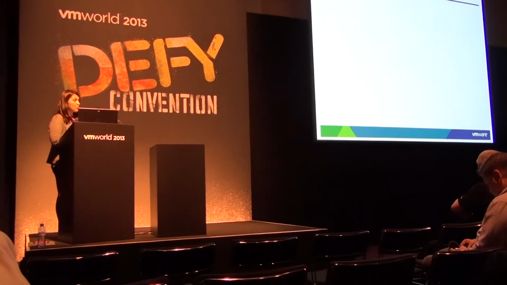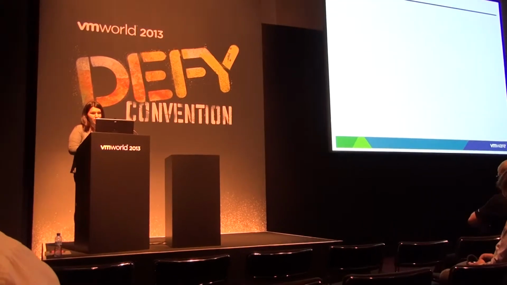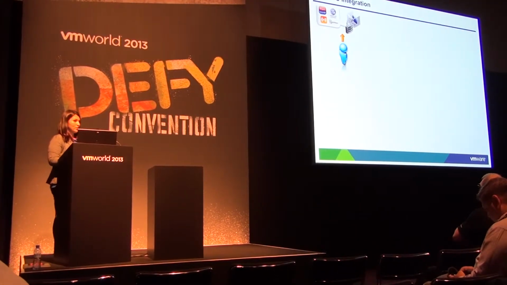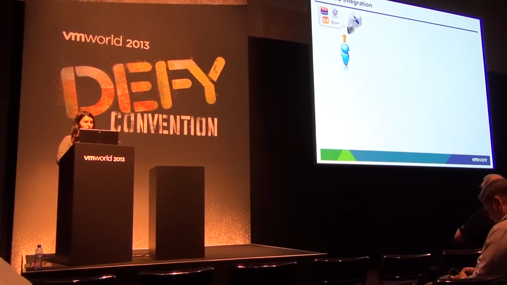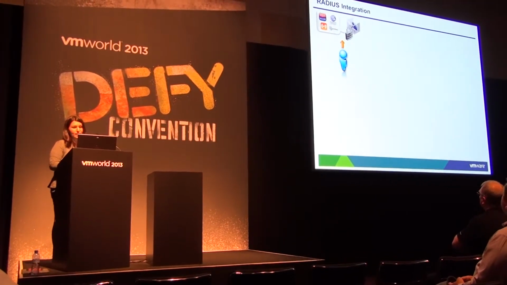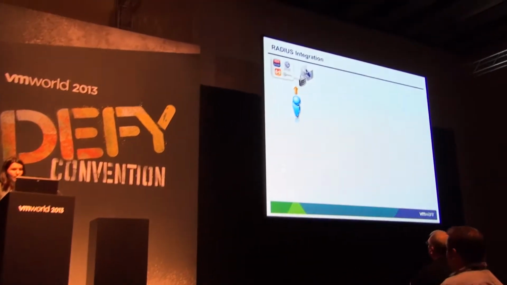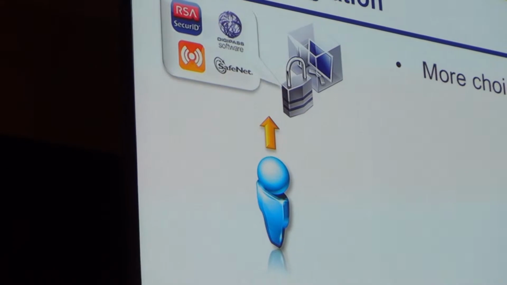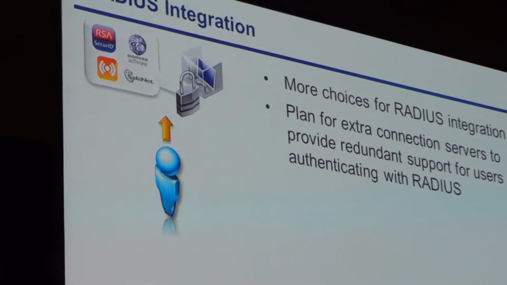Let's talk a little bit about RADIUS integration with the product. As you know, you have a lot of great choice and flexibility with the different RADIUS partners. There's also the RSA SecurID. Some of these partners could be ActivIdentity, Symantec, NFV. So you have a lot of choices.